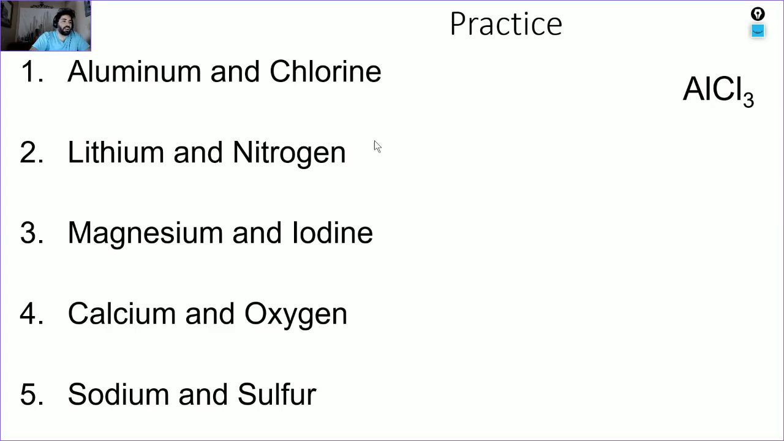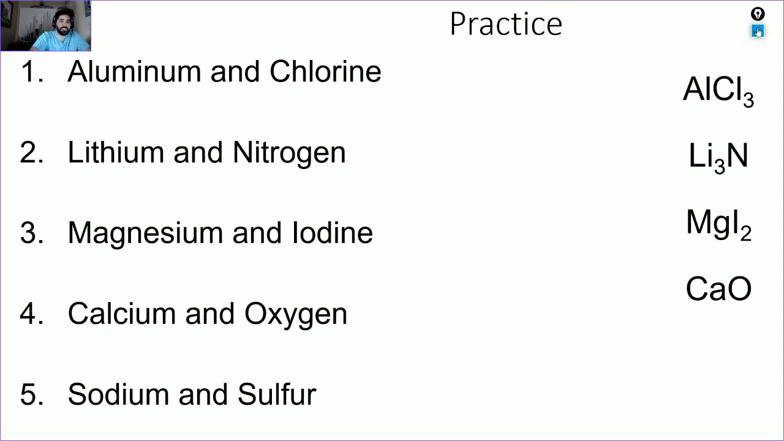Okay, so the answers are lithium and nitrogen make Li3N because nitrogen has a -3 charge, lithium has a +1 charge. MgI2, because iodine has a -1 charge. Magnesium has a +2 charge. CaO, because oxygen and calcium.